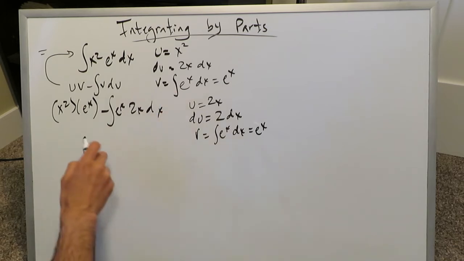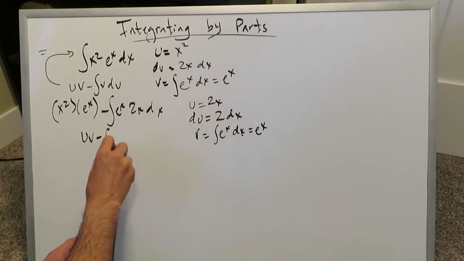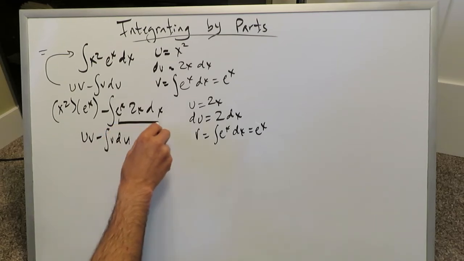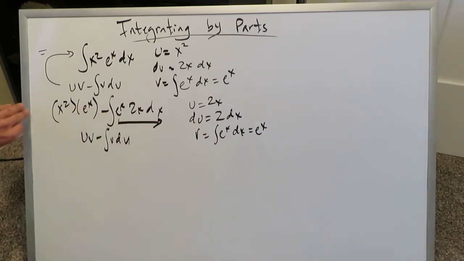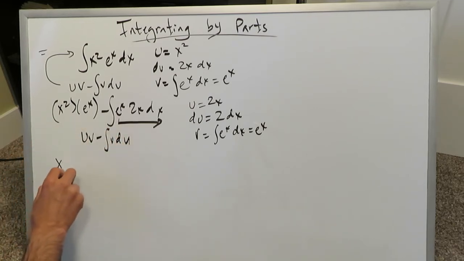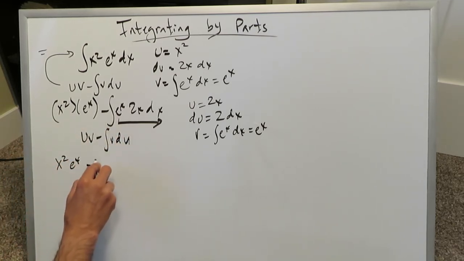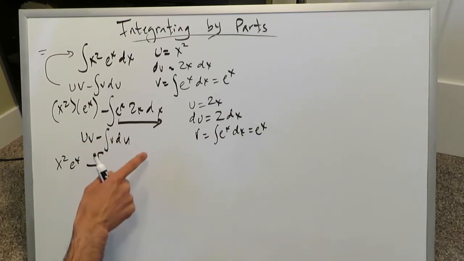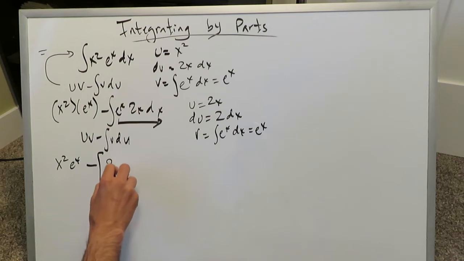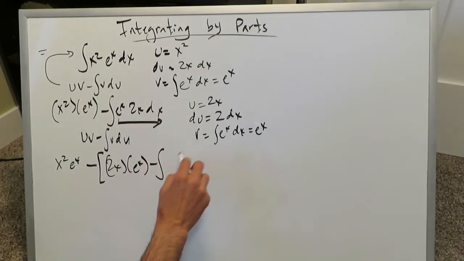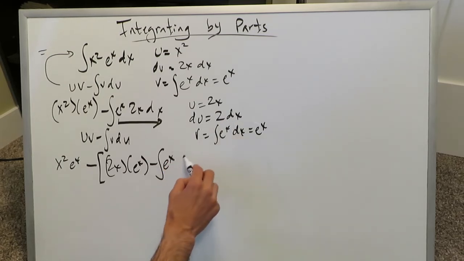Now I do another round of this uv minus v du, but I have to be smart over here, and I'll continue it from this point onwards, because this point has been used up. And everything else prior to this you'll write as you see it. You'll have x squared e to the x, you have this minus, and then I'm going to create a parentheses because now I have to do another round of this uv minus v du. Here I'll have a 2x, my u, v is an e to the x, minus integral v is just an e to the x, and du here is a 2 dx.